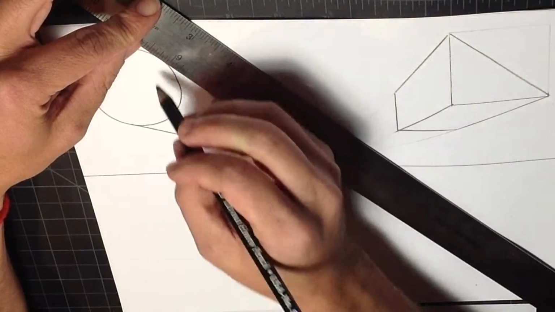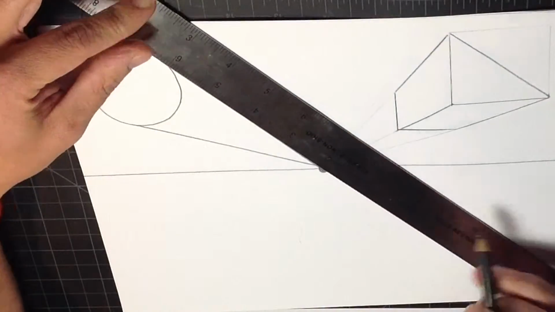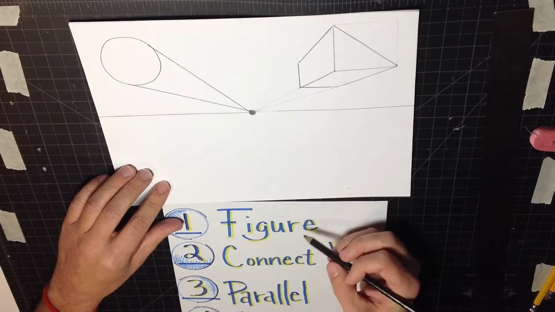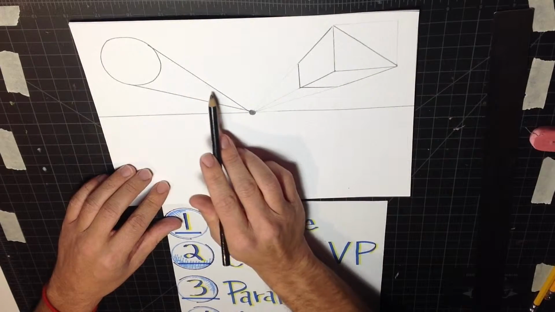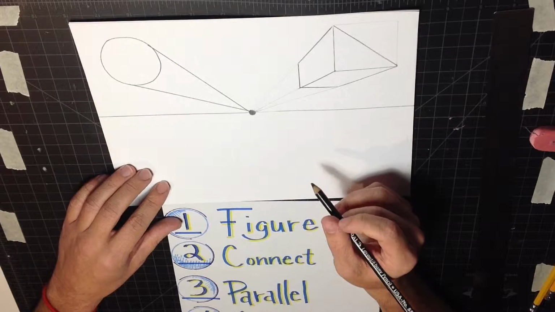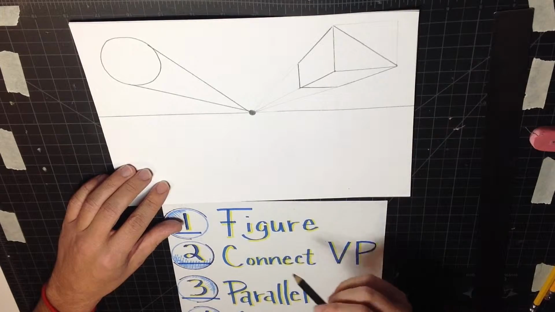And once we've found the farthest edge of the curve that will touch, we make our connection line. Okay, so we have our figure. That was a circle. We've now connected it to the vanishing point. Again, what we could see is a very, very, very long cylinder shape. But instead, we're going to go on to parallel, and then we're going to erase.